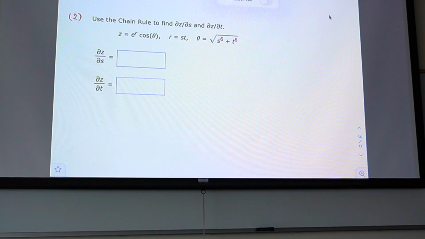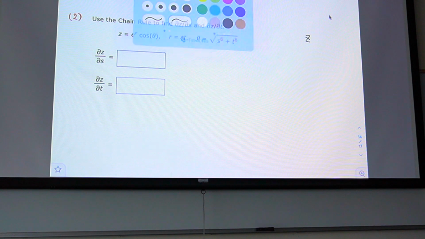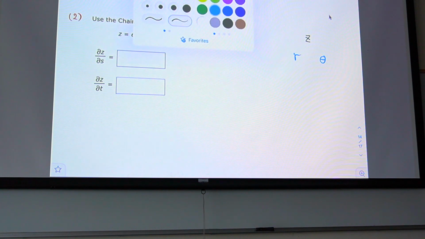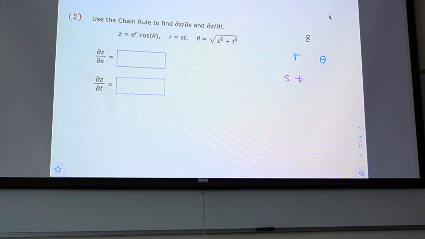Okay, now let's think about this, right? So the z here is a function of, okay, let's put a z there. So here we have the z right there. And then the z here is a function of how many variables do we have? Two, r and theta, right? So let's put the r and theta there. R and theta, those are the intermediate variables, okay? And then r and theta are functions of how many variables? Two variables, s and t, right? So you have s and t, and then s and t. So that's the tree right here, okay?